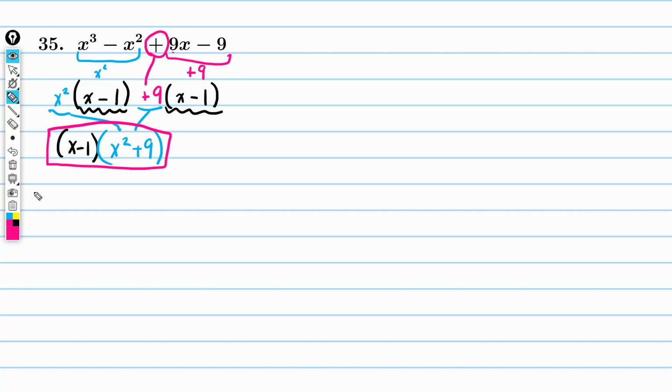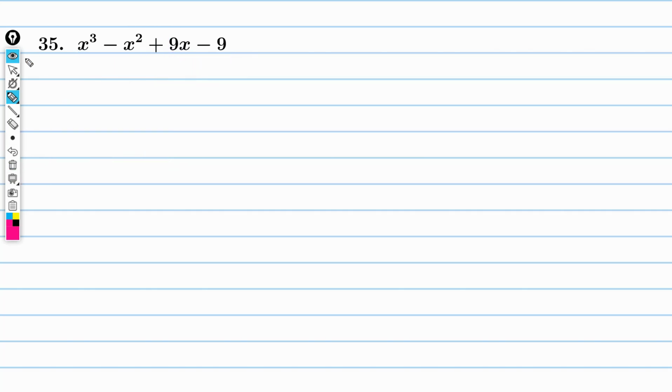So our answer is x minus 1 times the quantity of x squared plus 9. So let's take our second one. If we look at our first 2 terms, my GCF of those first 2 terms is k squared. So I want to write down that k squared, and I'm going to write down what's left. k cubed divided by k squared gives me k. 5k squared divided by k squared gives me a positive 5.